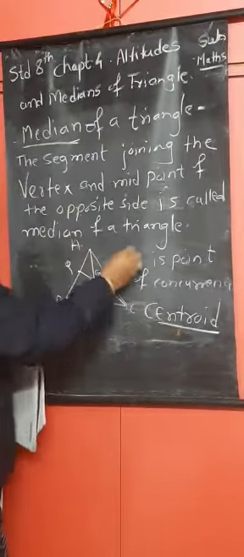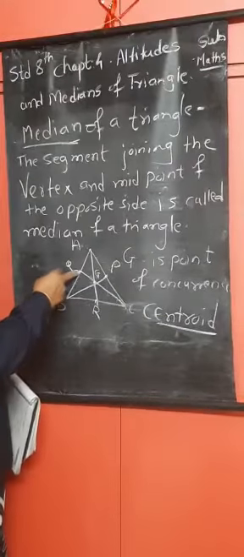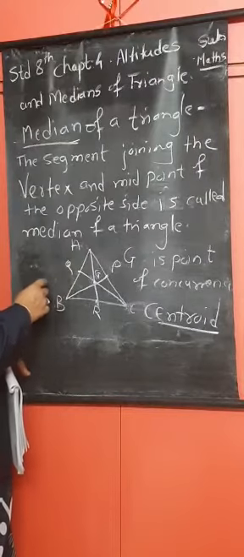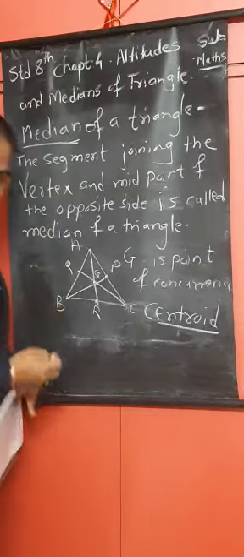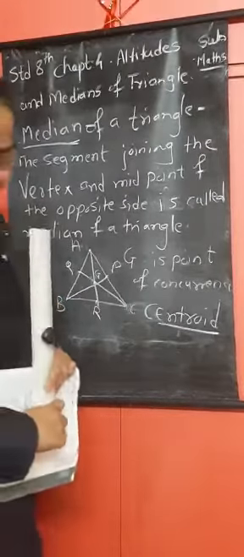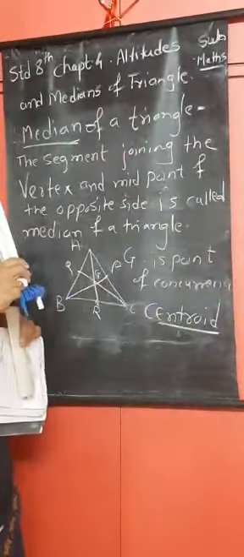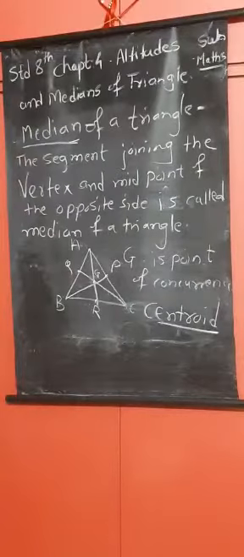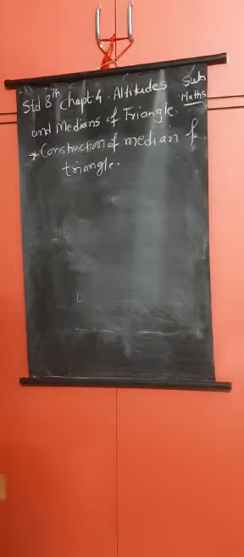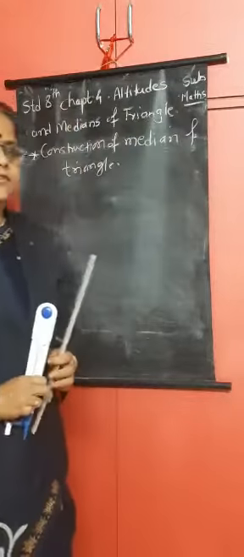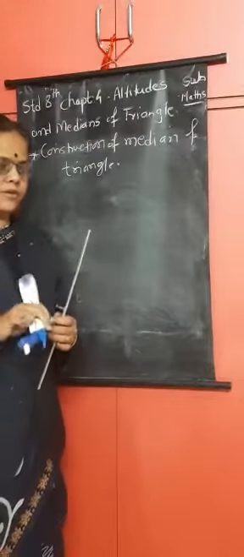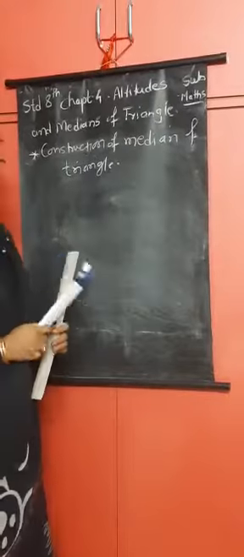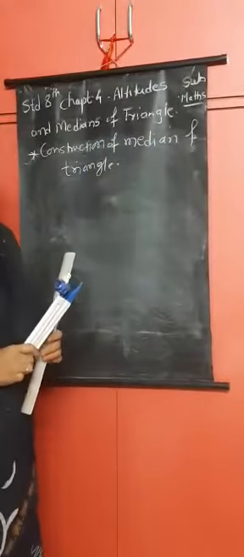In this way, with the help of a rough figure, we saw the median of the triangle. Actually, we draw the median of the triangle with the help of a scale and a compass. Hello student, with the help of this scale and compass, how to draw a median of a triangle. Construction of a median of a triangle.